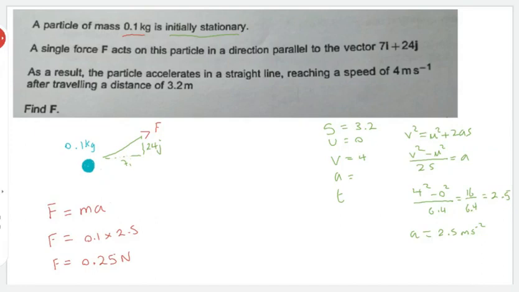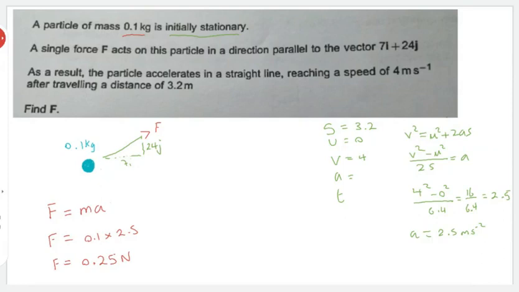So it must be that this mass is on some sort of table. On that table, horizontally, it's being pushed in a direction that's parallel to the vector 7i plus 24j. The direction in which the weight of the ball acts is perpendicular to both i and j, so we don't have to consider its movement, if that makes sense.